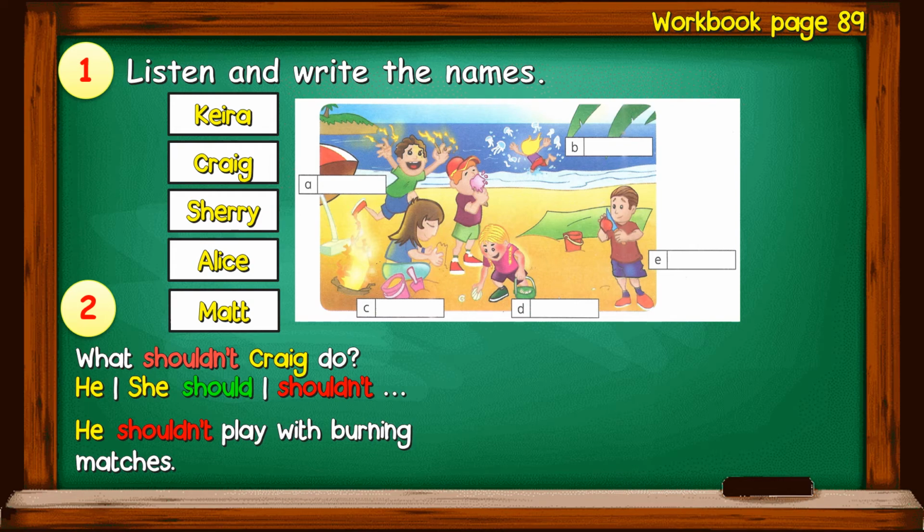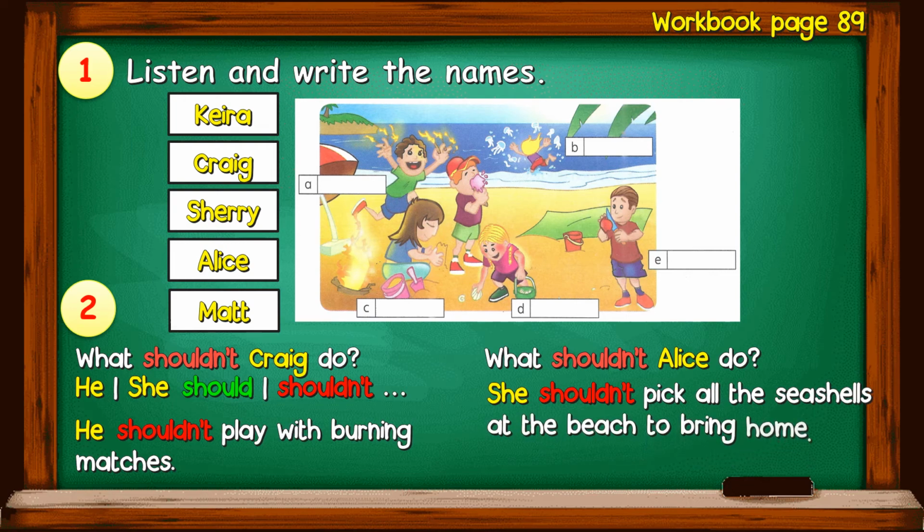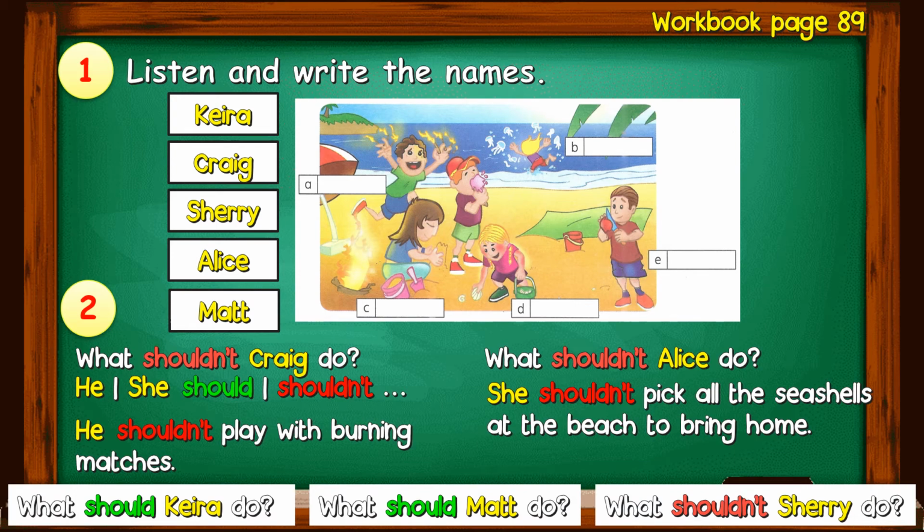Let's take a look at another question. What shouldn't Alice do? Alice is a boy or a girl? Alice is a girl. So a girl, you use she. The question asks should or shouldn't? The question asks shouldn't. So you write shouldn't. She shouldn't what? She shouldn't pick all the seashells at the beach to bring home. Now you have three more questions in the workbook. Complete it on your own.